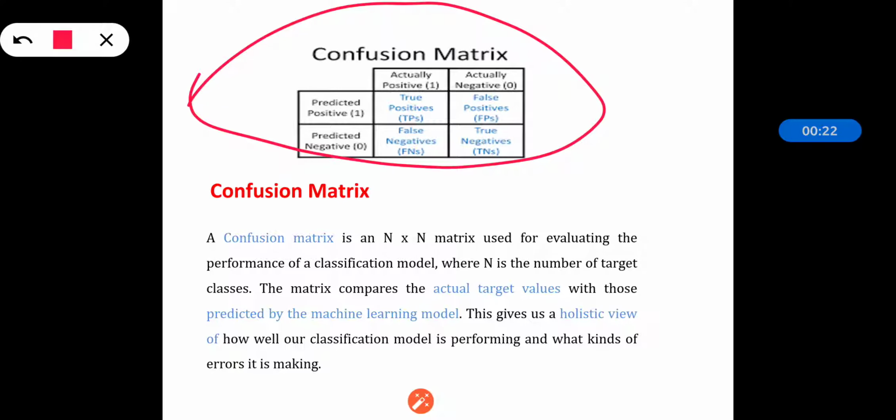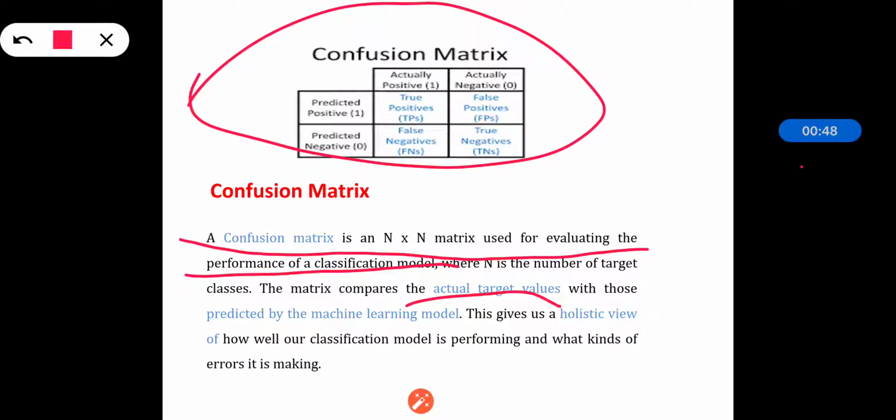So the confusion matrix is an n by n matrix, which is used for evaluating the performance of the classification model, where n is the number of target classes. The matrix compares the actual target values with the predicted values. The prediction has been done by the machine learning model. We have already seen that in our last section.